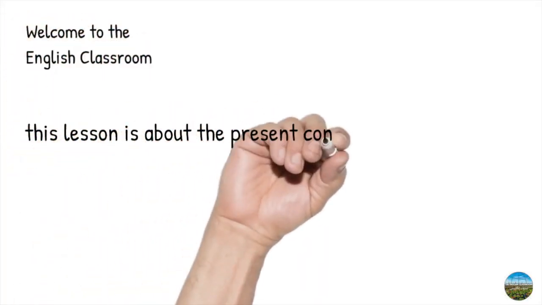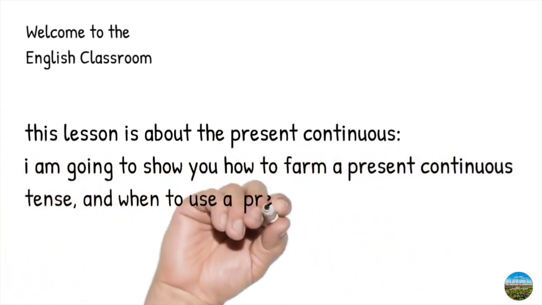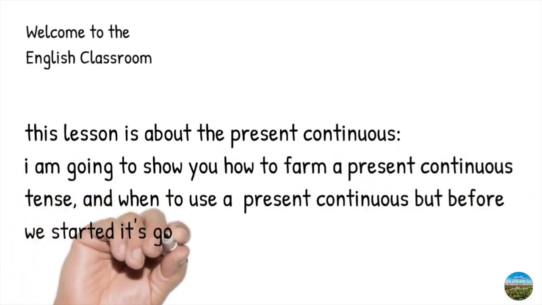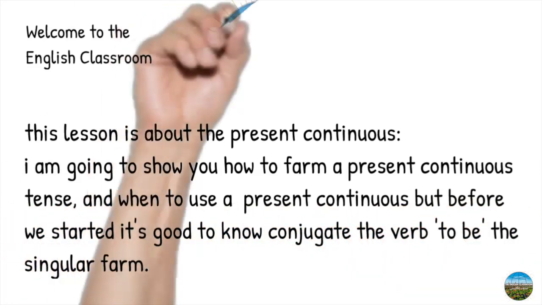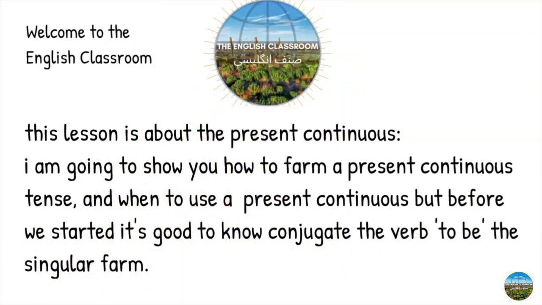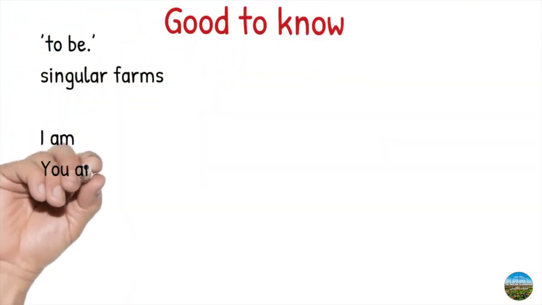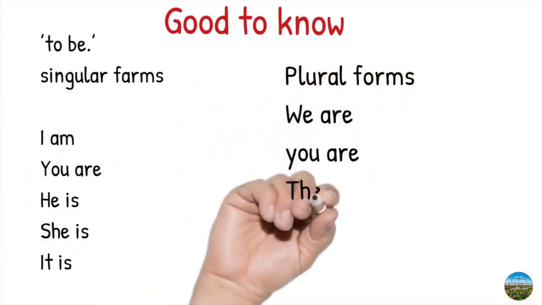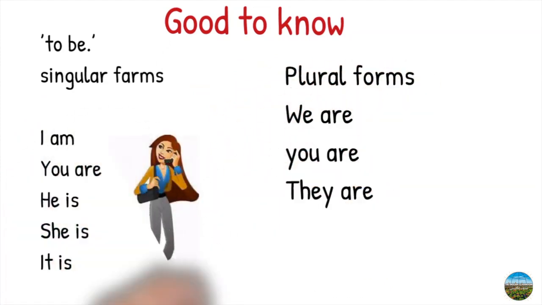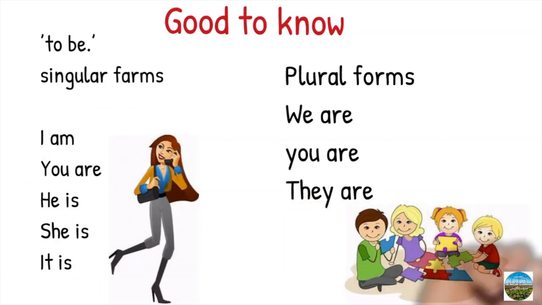This lesson is about the present continuous tense. I'm going to show you how to form the present continuous tense and when to use it. But before we start, it's good to know how to conjugate the verb to be. Singular form: I am, you are, he is, she is, it is. Plural form: we are, you are, they are.